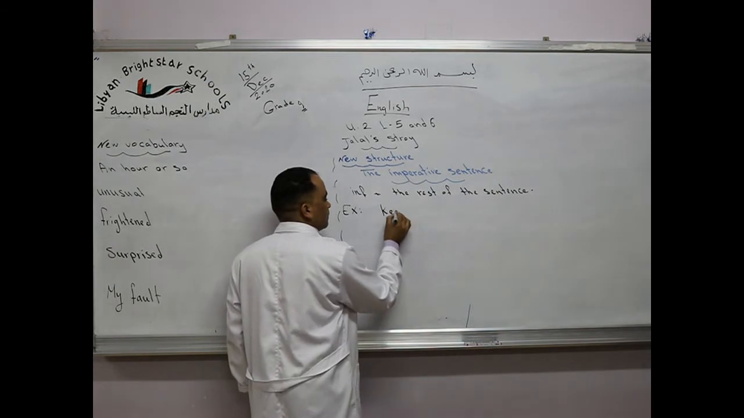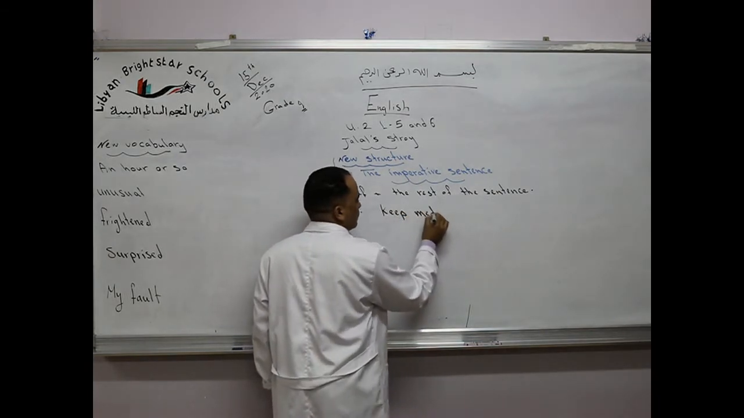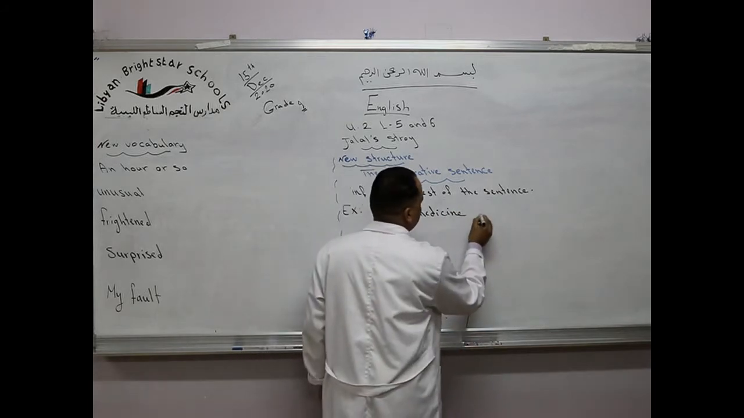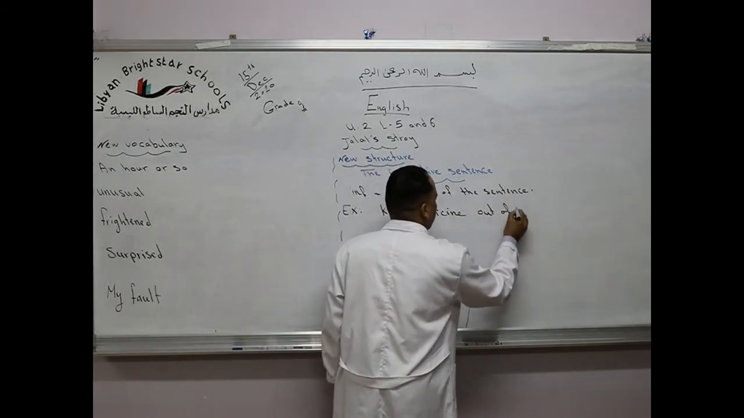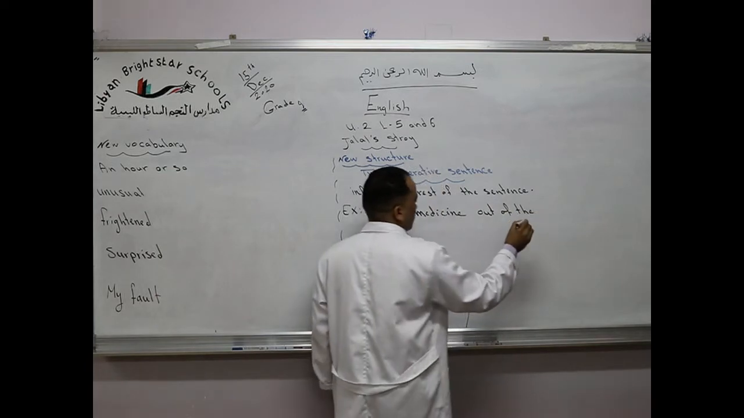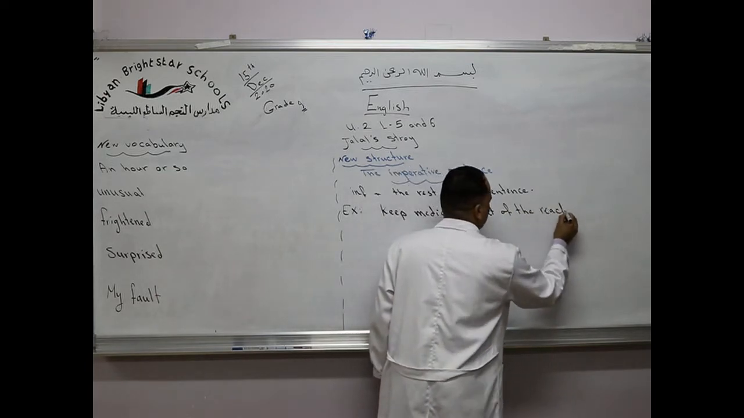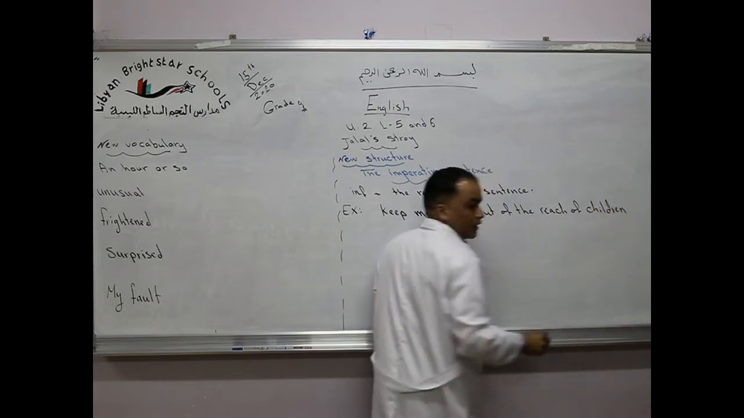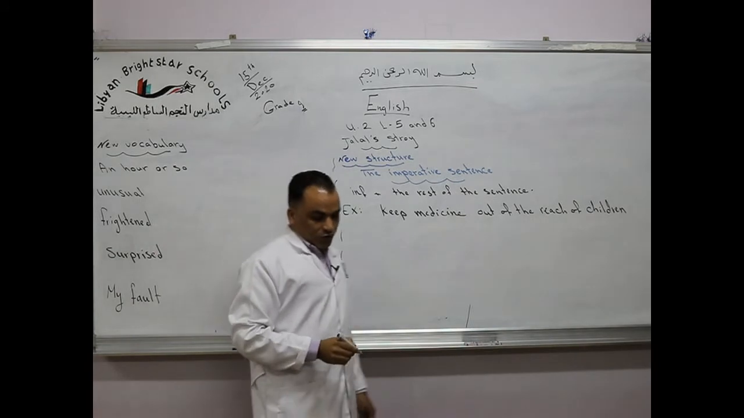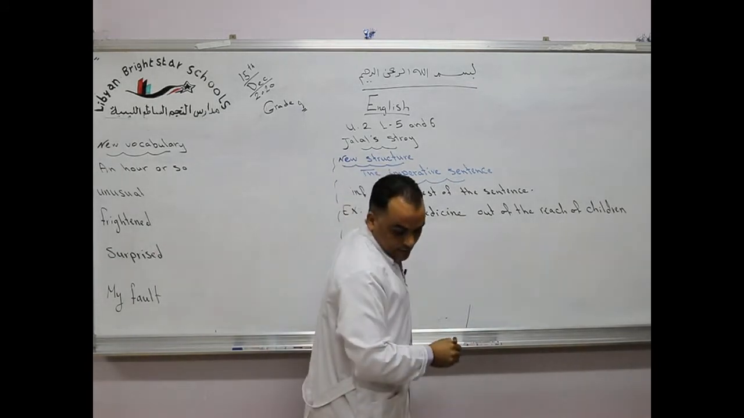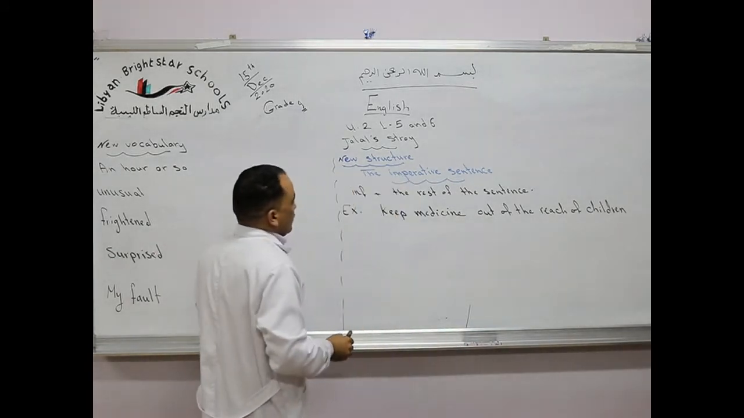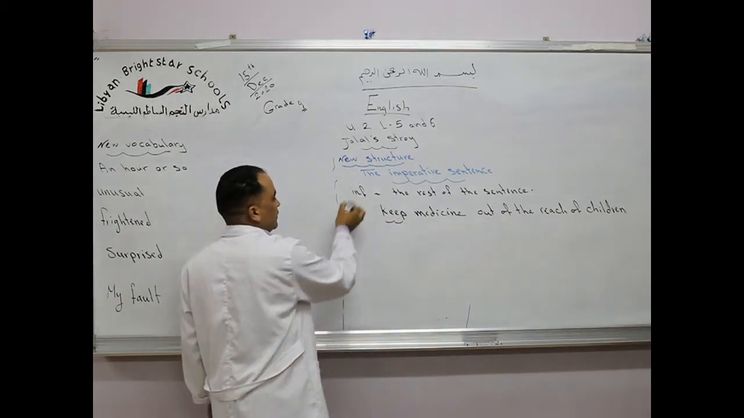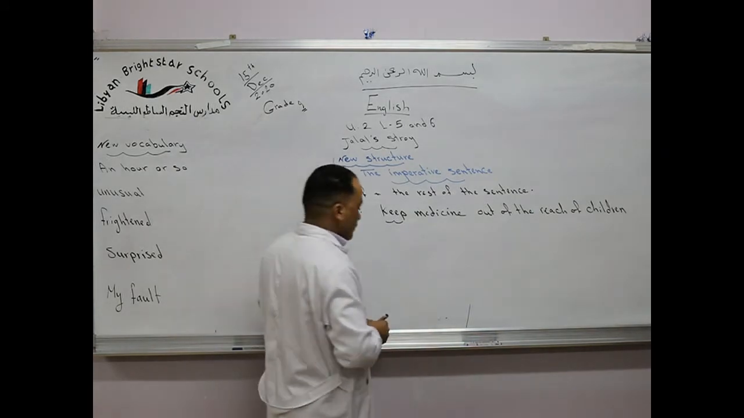keep medicine out of the reach of children. Keep medicine out of the reach of children. So the imperative sentence: infinitive plus the rest of the sentence. Infinitive means verb without any addition.